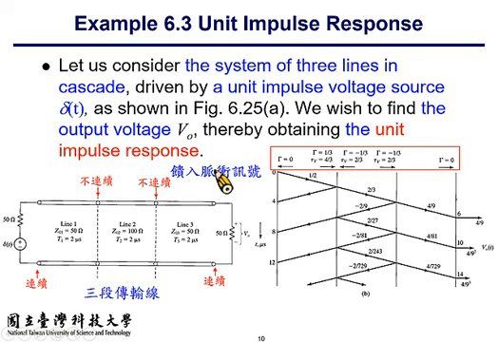To the left is the source part. The source is what? Well, the source is the so-called impulse source, which is represented with a delta function. So what is the significance of the delta function?